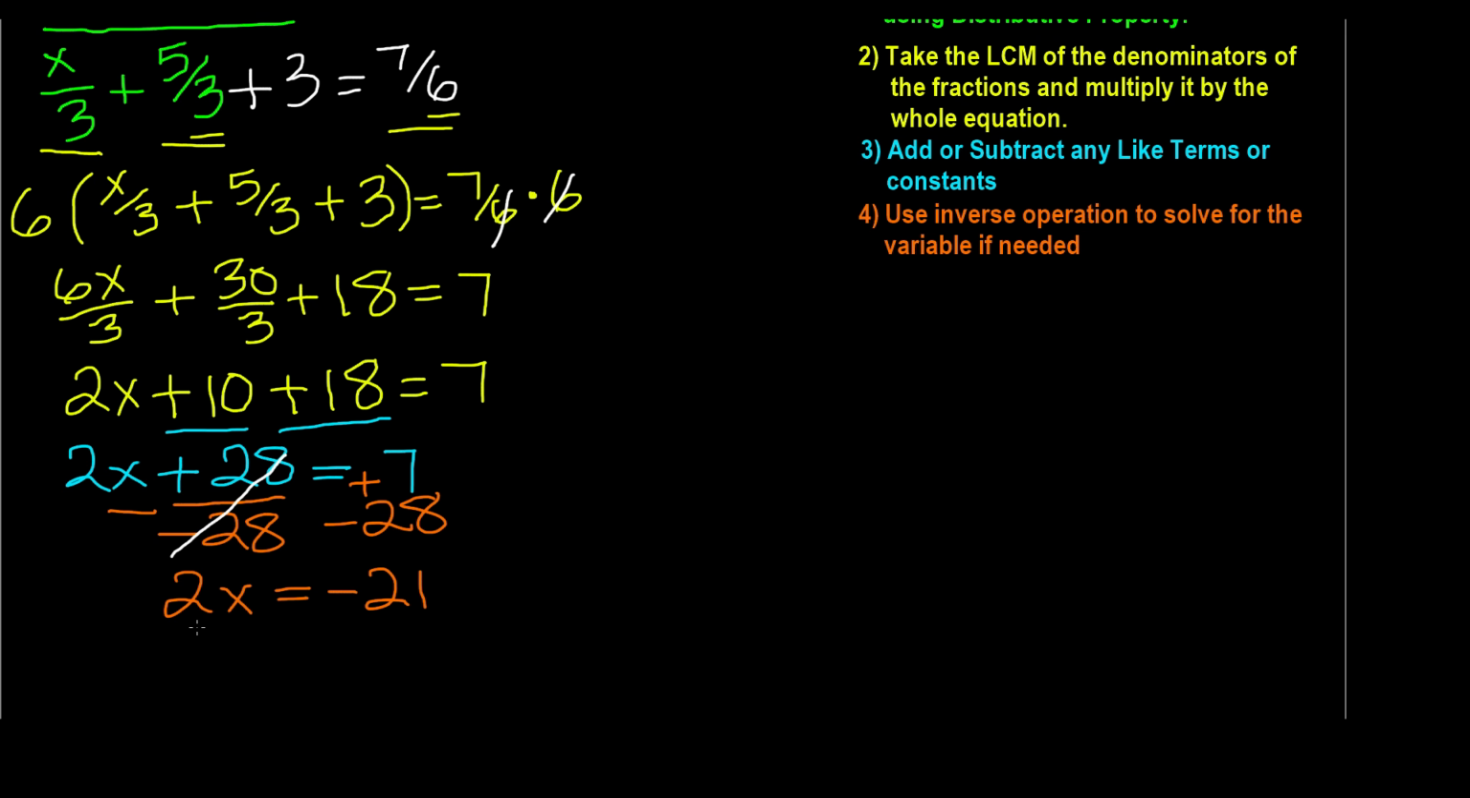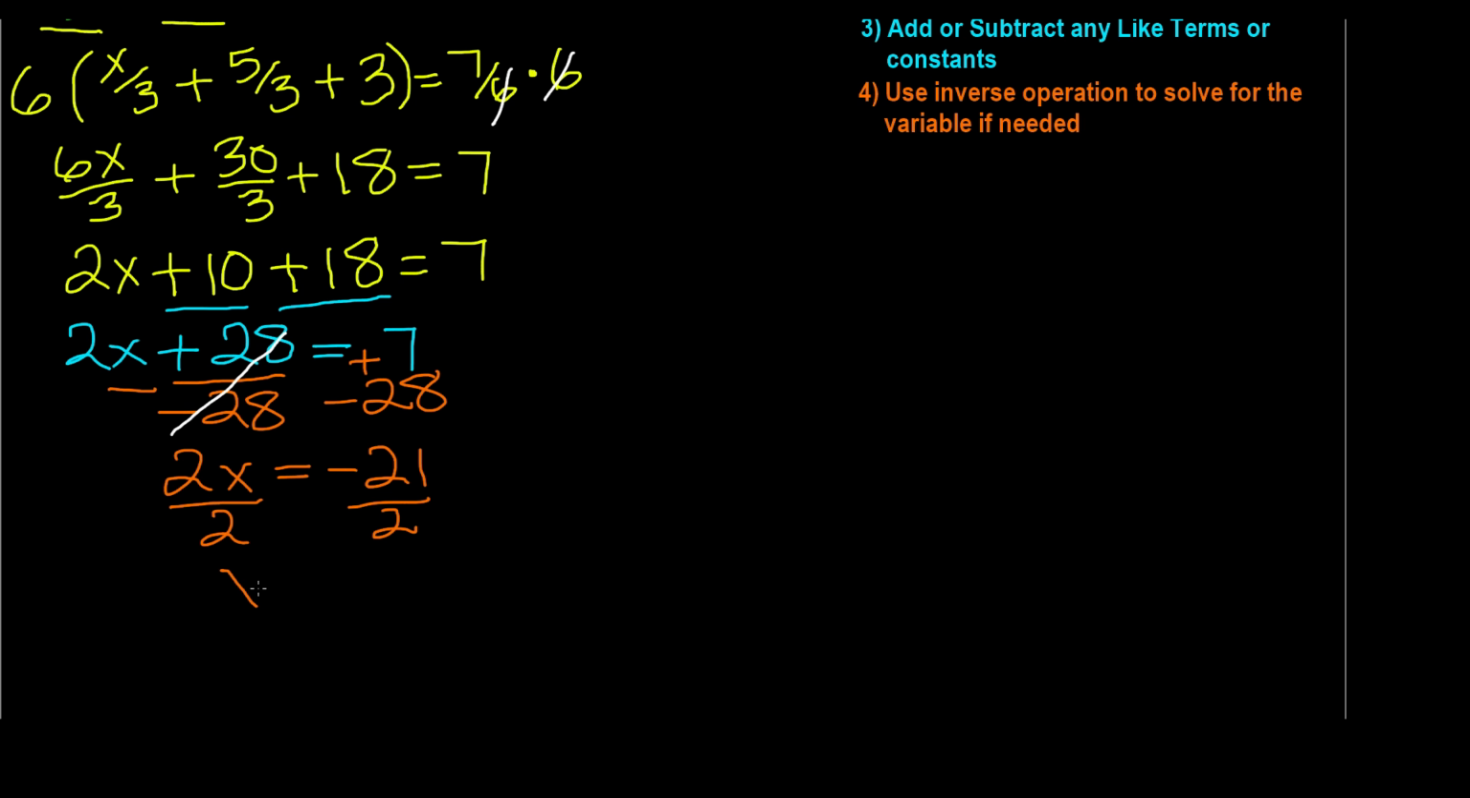So now we have to divide by 2 on both sides since we're multiplying x by 2. And when we do that, we're going to get x is equal to negative 21/2. So this is the simplified form, or the solution for x. So we solve for the x. That's what we're always doing. We're solving for the variable.